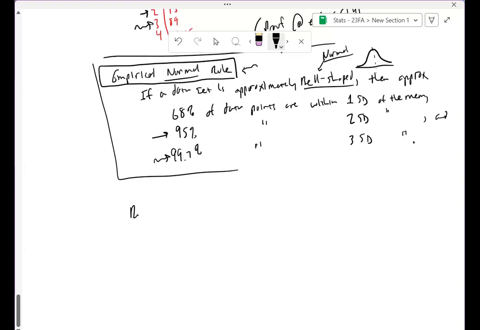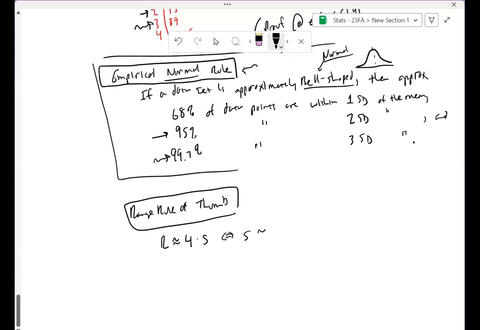And then lastly, we have a range rule of thumb. And that is that the range is about 4 standard deviations. Or in other words, a standard deviation is about 1/4 of the range.